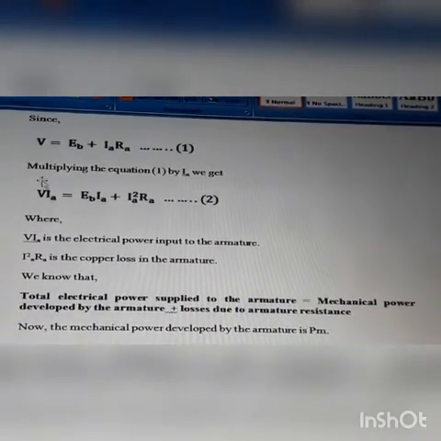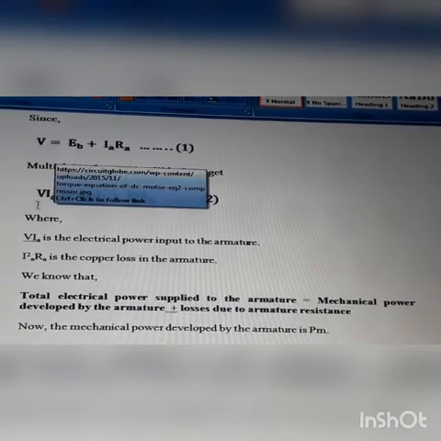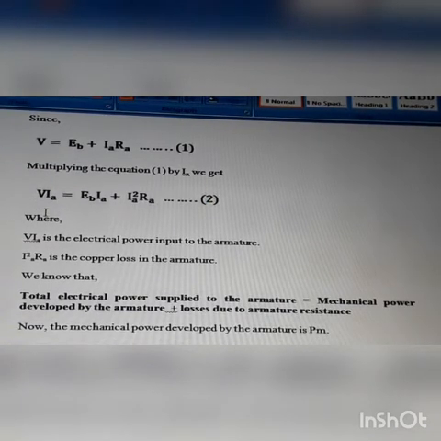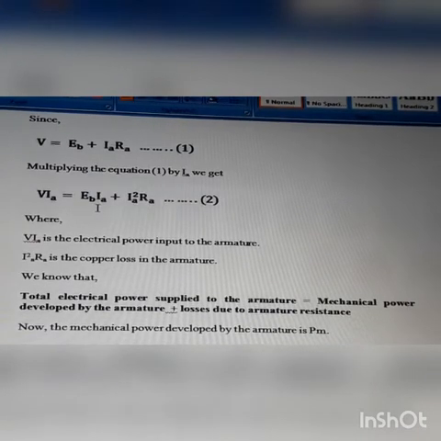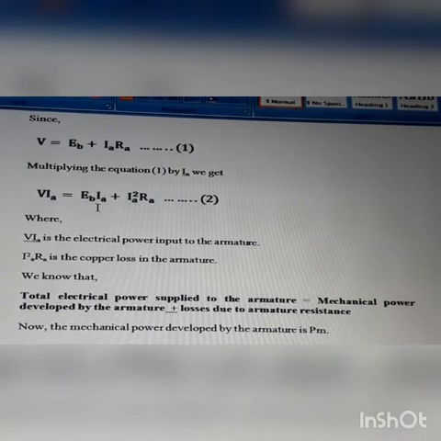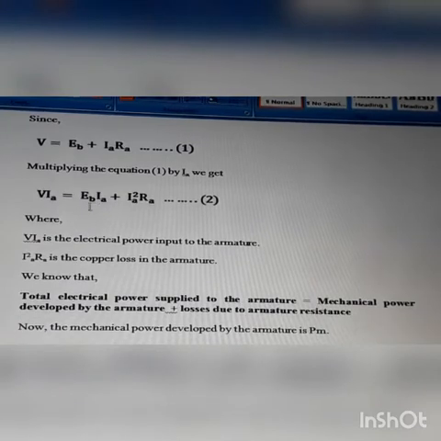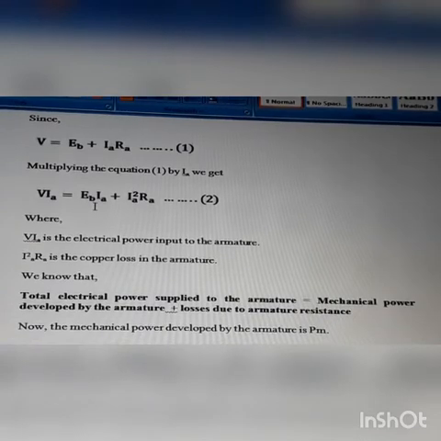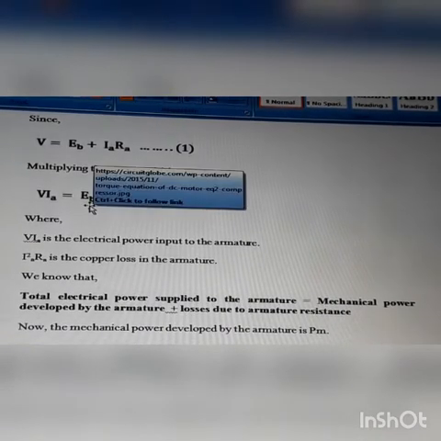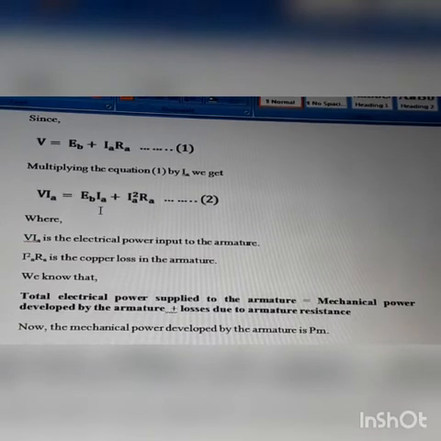Here VIA is the electrical power input to the armature. IA² RA is the copper loss in the armature. EB is the back EMF, because we are talking about a motor. So EBIA is equivalent to the mechanical power developed by the armature. Although this is an electrical quantity, it is equal to the mechanical power developed by the armature.